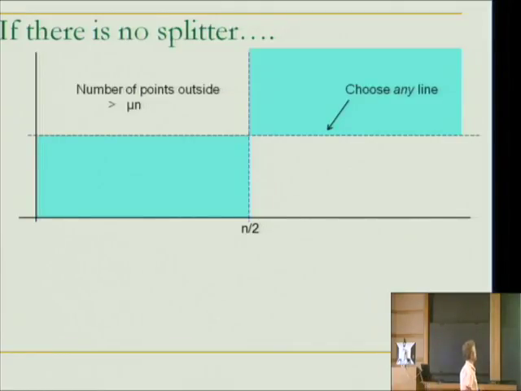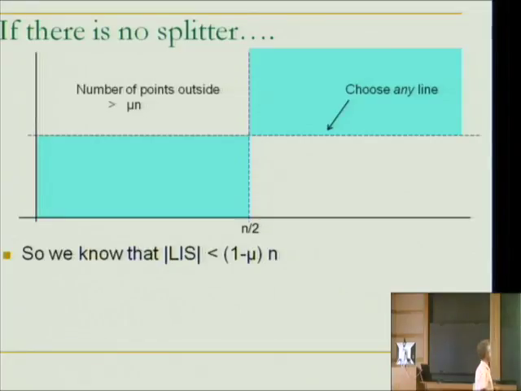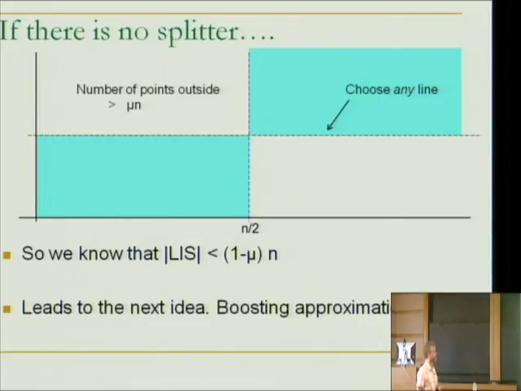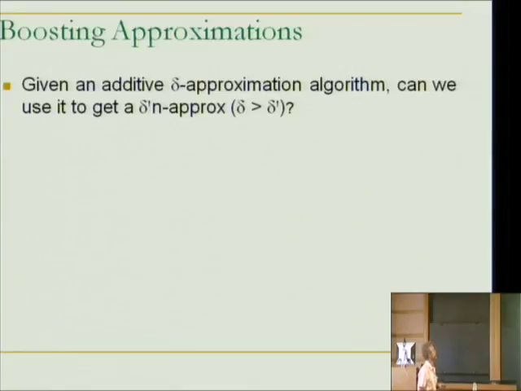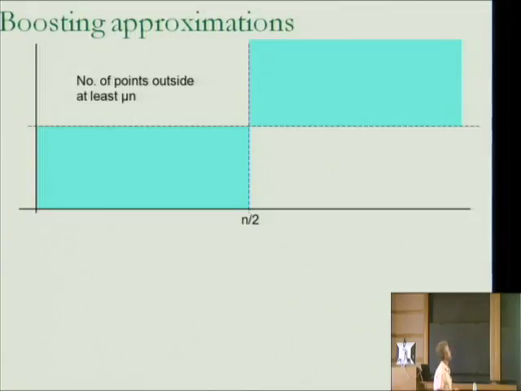So what happens if there's no such points? If there is no such splitter, then if you choose any horizontal line, the number of points in the white region is at least mu n, and that's true for every such line. So we know that the LIS has to be less than 1 minus mu n, because the true splitter loses those mu n points as well. Okay, so this leads to the next idea, which is boosting approximations. Suppose I give you an additive delta approximation algorithm, and delta prime is less than delta. So I want to get a delta prime n approximation algorithm. So I want to improve, from a third to a quarter or something like this.